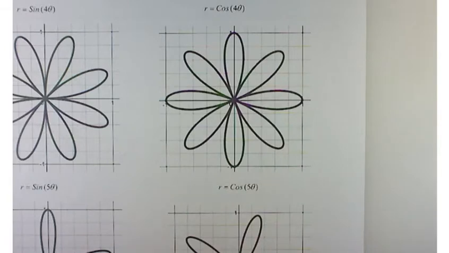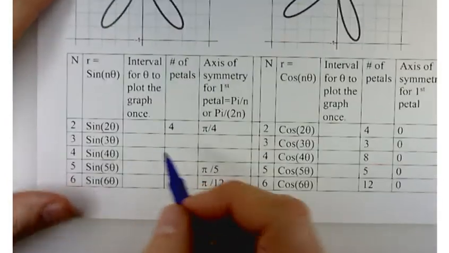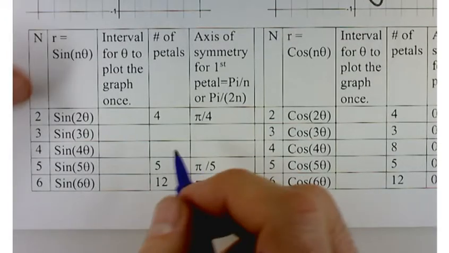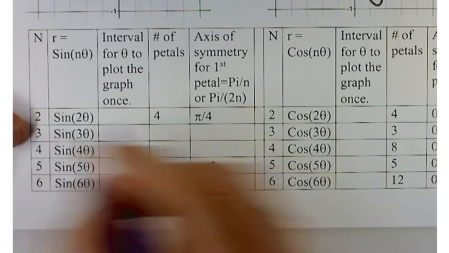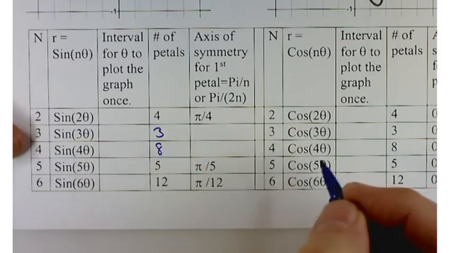Even, the number of petals is doubled. Odd, the number of petals is the same. So I got a little chart down here that you can kind of fill in a little bit. If we have n is 3, then you should have 3 leaves. N is 4, 8 leaves.